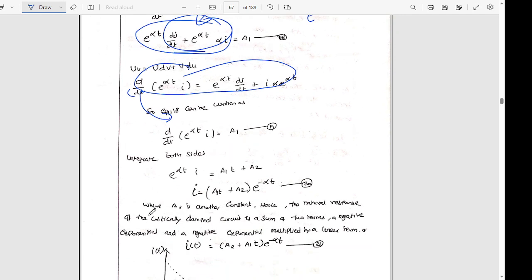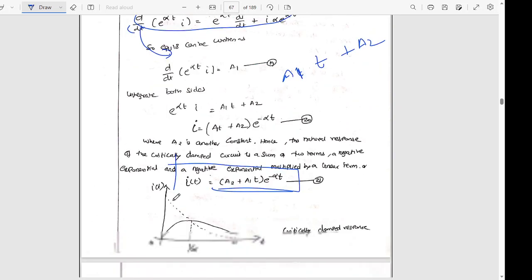Now I'm going to integrate both sides. If I'm integrating both sides, this differentiation will get cancelled. So we'll get e power alpha t I equal to a1 times the integration of a constant, which leads to t. So a1 t plus the constant a2. I equals a1 t plus a2 times e power minus alpha t. So this can be written as I of t equals a2 plus a1 t, times e power minus alpha t. For the critically damped case, I am supposed to use this formula in the natural response of the RLC circuit.